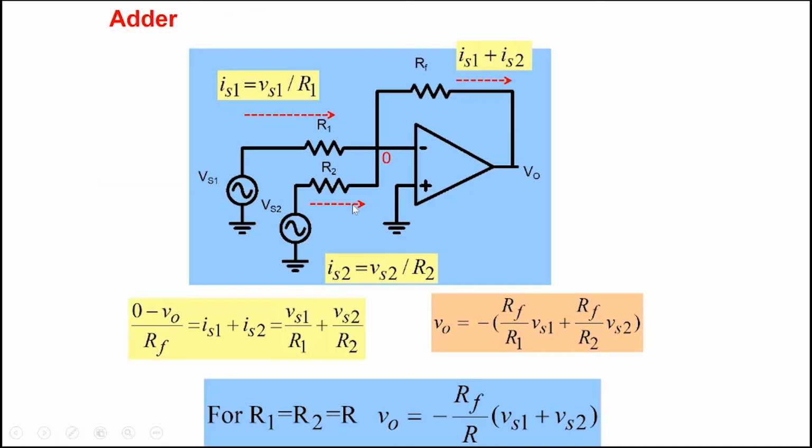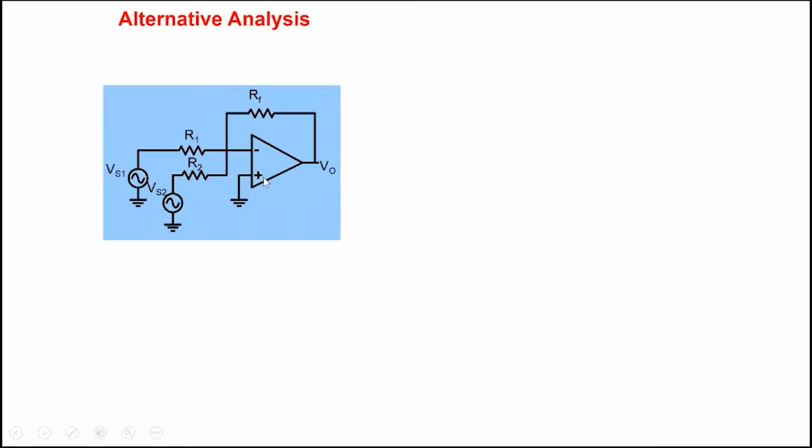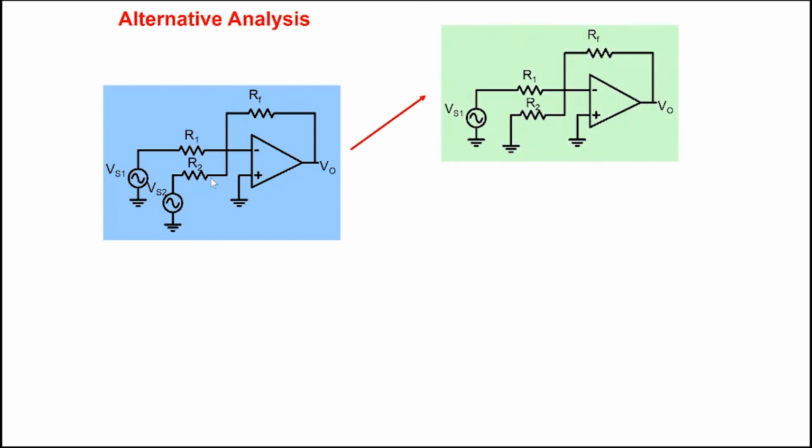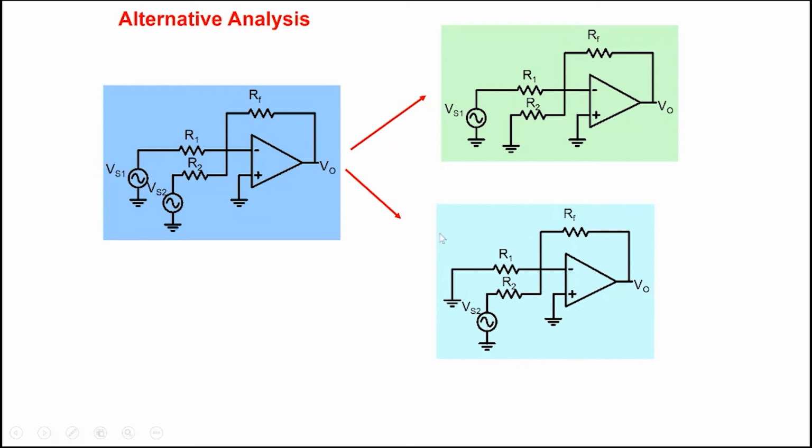Now there's an alternative way of analyzing this particular circuit. These amplifiers are linear, so superposition theorem is valid. So we can first calculate V0 due to Vs1, with the other node shorted, and then we calculate due to Vs2, removing Vs1. And so the first one is an inverting amplifier.